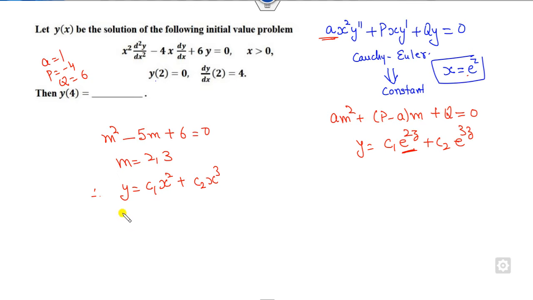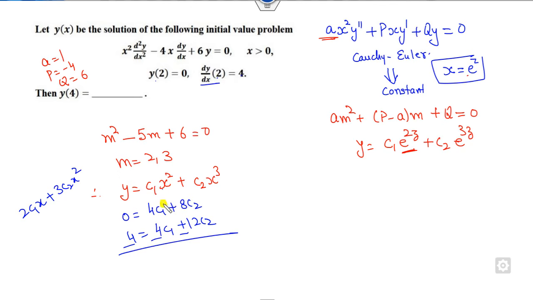Now y(2) is given to you as 0, so it's 4c1 + 8c2 = 0. The derivative is 2c1x + 3c2x². The derivative at the point 2 is again 4c1 + 12c2. If you take the subtraction, c2 will be 1. Substituting here, c1 will be −2.